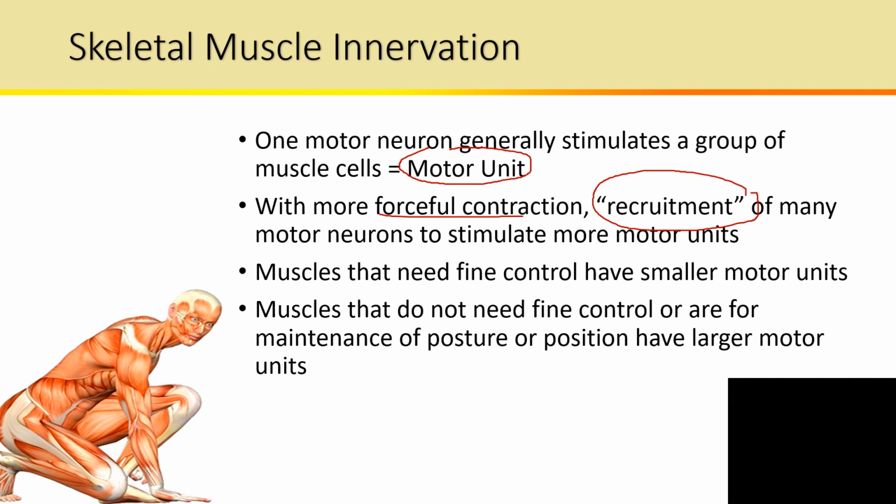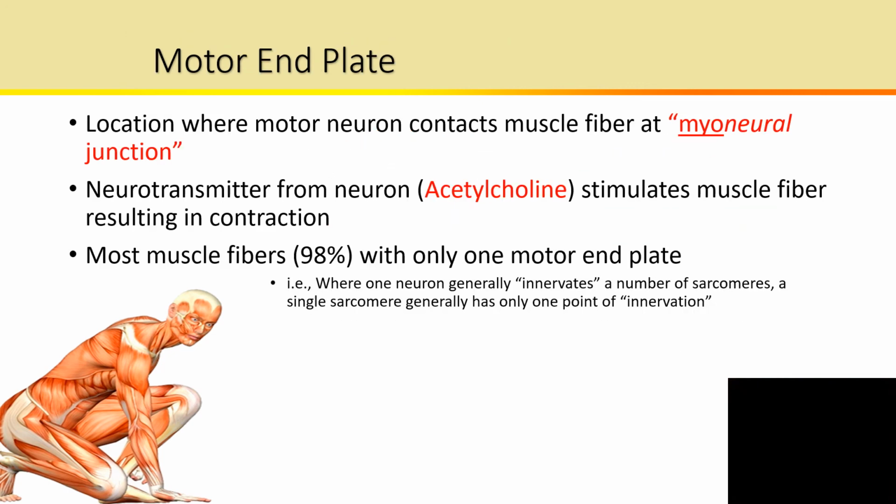Muscles that don't need a lot of fine control, like for maintaining posture and things like that, have larger motor units. In other words, one motor nerve will supply many more sarcomeres, whereas in muscles that need fine control, one motor nerve will supply very few sarcomeres just to provide a lot more control. It just gives more neurological control over that muscle contraction.